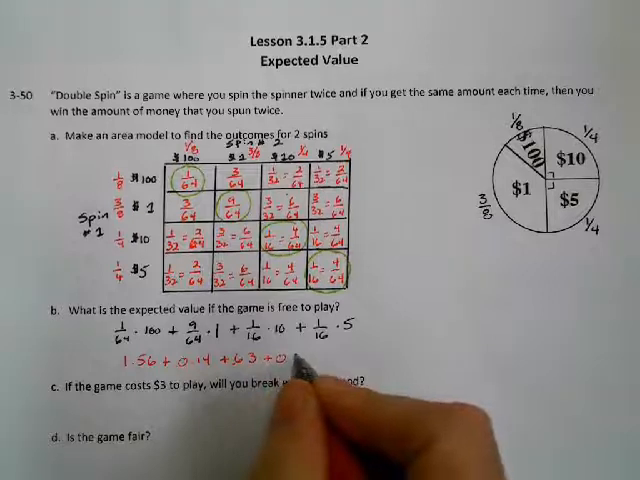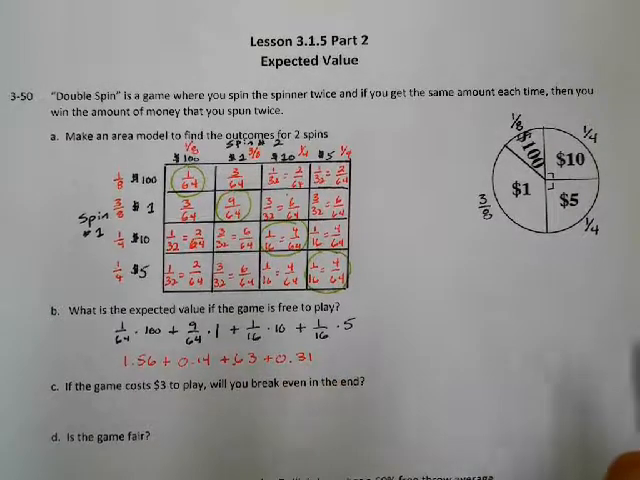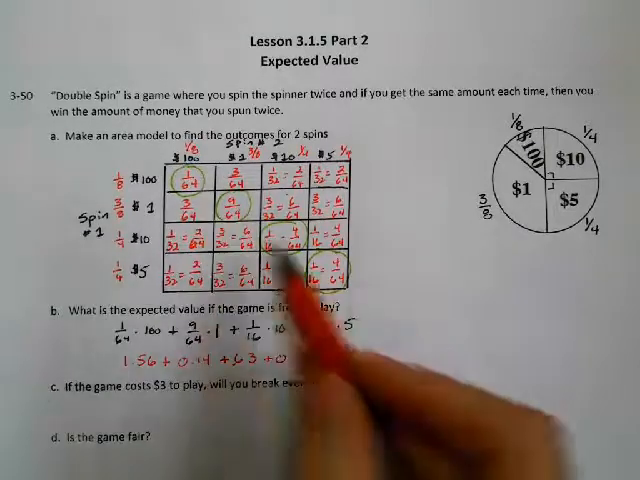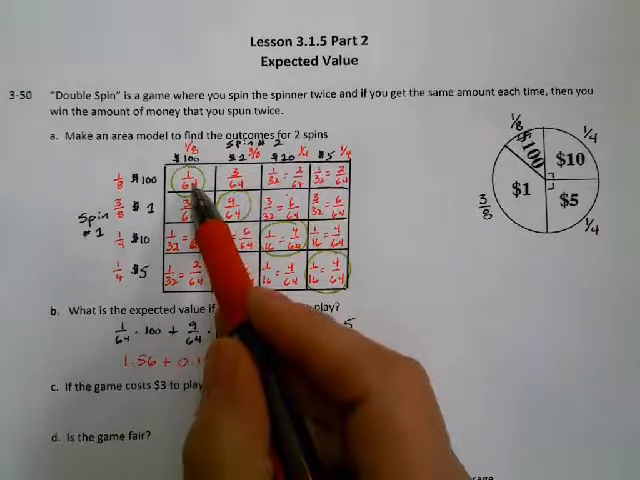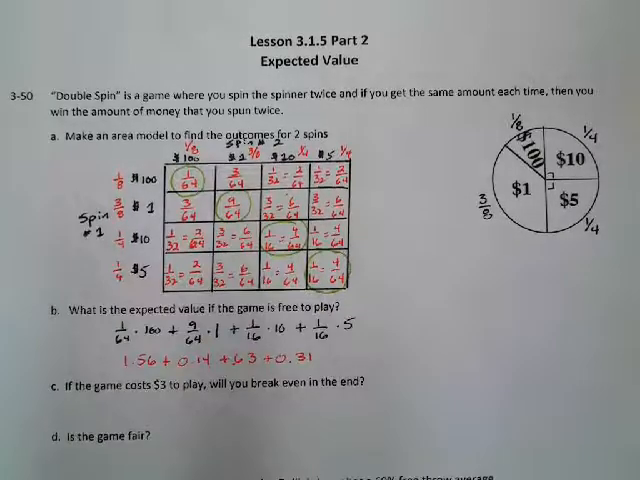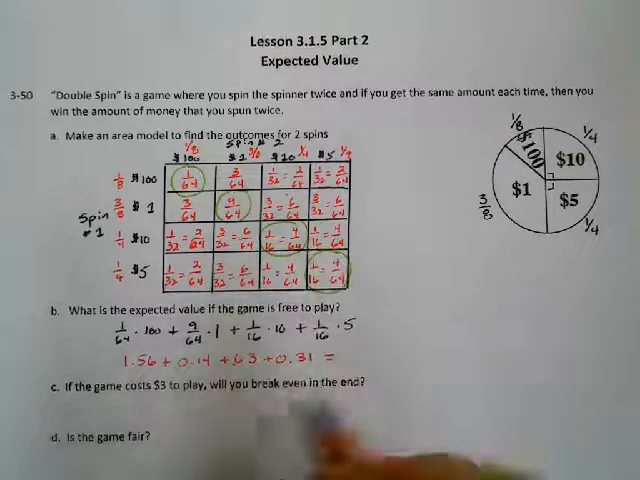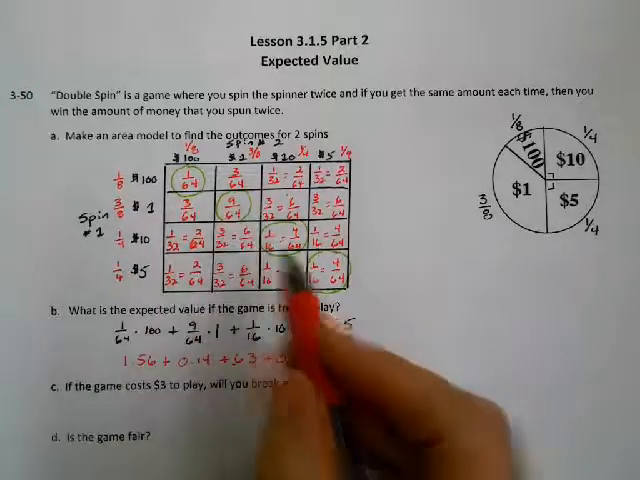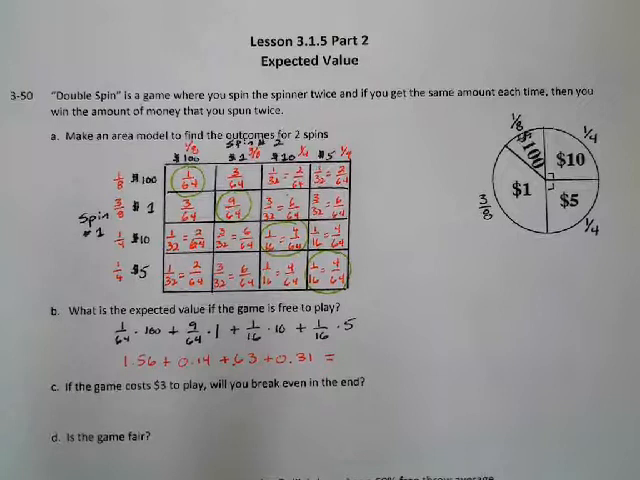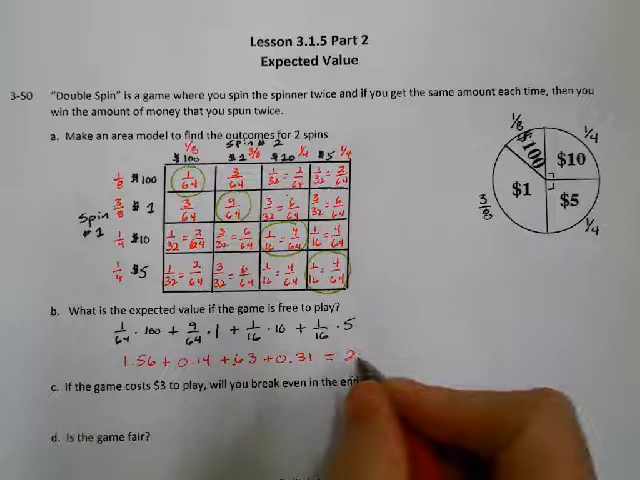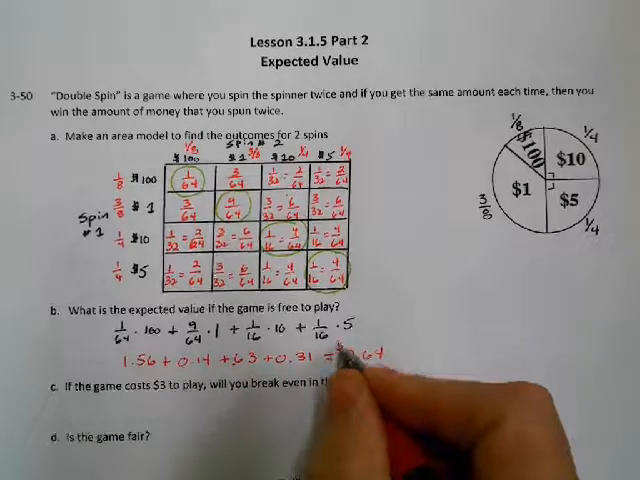All right, this is my expected value. We only have 4 outcomes where we win. So we take the probability of it happening times the amount that we win. So this should give me my outcome. All these other outcomes were 0, so I don't have to actually calculate them. Only the green ones give us numbers for our outcomes. So if I take 1.56 plus 0.14 plus 0.63 plus 0.31, I end up with $2.64. So that's how much I should expect to win on one spin.